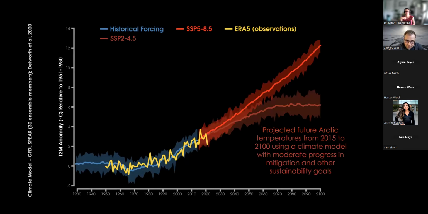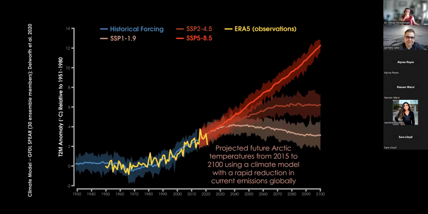Okay, so what if we reduce greenhouse gas emissions? We have other sustainability goals, but we only do it at a moderate level. What does Arctic climate change look like? That's what this new red line is. That's about 6 degrees Celsius of warming, so it's more than double what we've already experienced. So again, the Arctic will dramatically change if that's the case.